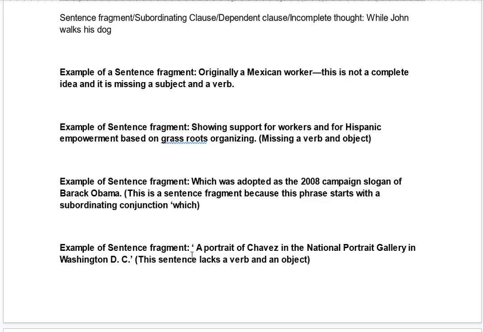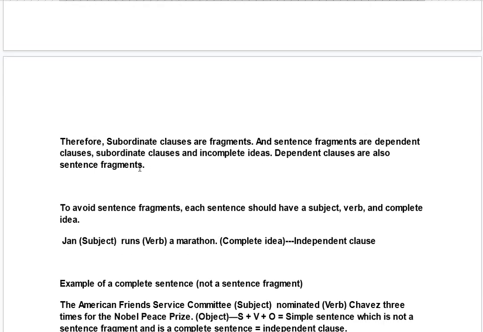A portrait of Cesar Chavez in the National Portrait Gallery. Okay, well, what about the portrait? Why are we talking about this painting? Okay, what makes that important? So this is also an incomplete thought, a sentence fragment, because it lacks a verb and an object. So therefore, subordinate clauses are fragments, and sentence fragments are dependent clauses. Subordinate clauses are incomplete ideas. So dependent clauses are also sentence fragments.